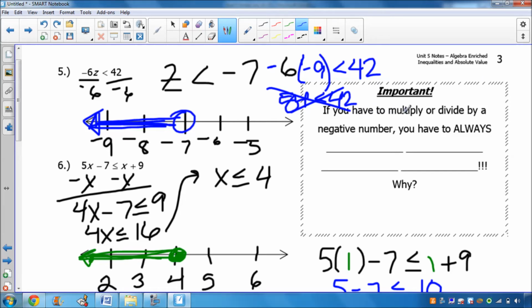If you have to multiply or divide by a negative number, you always have to change or switch the inequality sign.